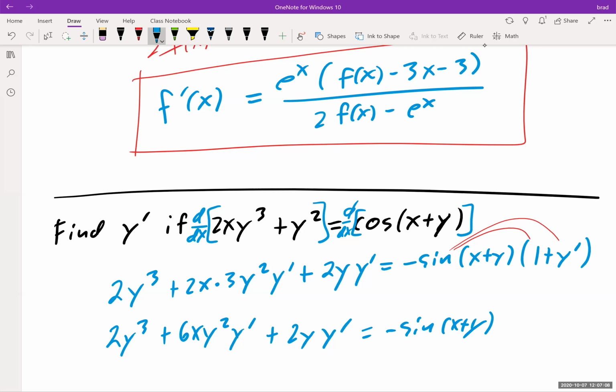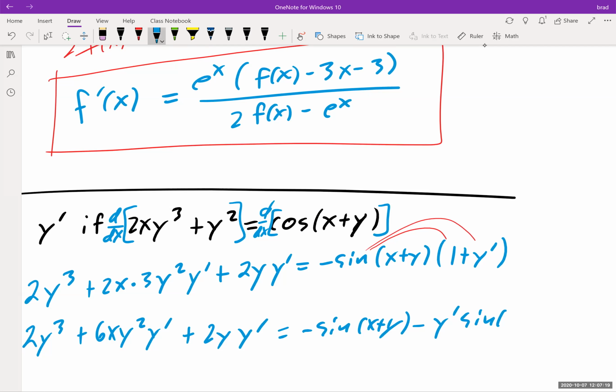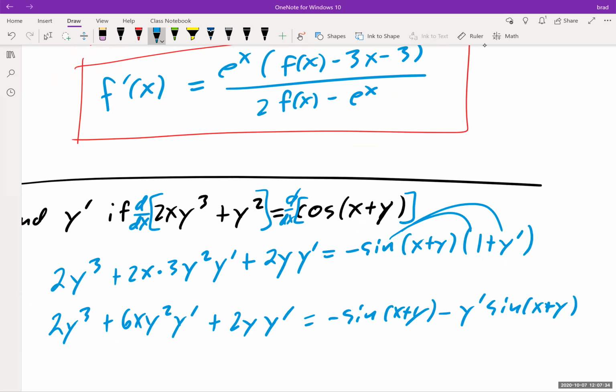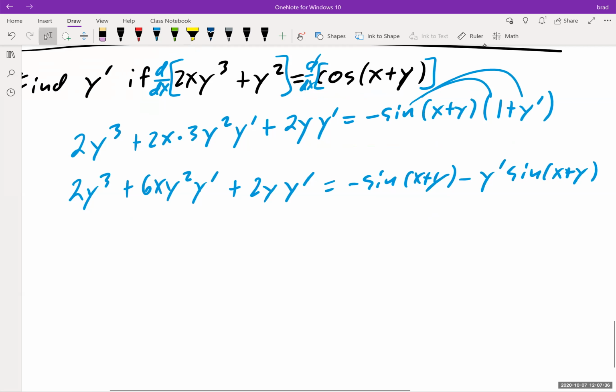So that was 1 times negative sine x plus y, but now we have to do minus y prime times sine x plus y. Okay, so all I did, you guys, was I just distributed. I just took sine times 1 and sine times y prime, or the sine function of x plus y. So I just distributed like that, okay? Now, when we look at this, we have a y prime on both sides. We actually have 3 y primes.